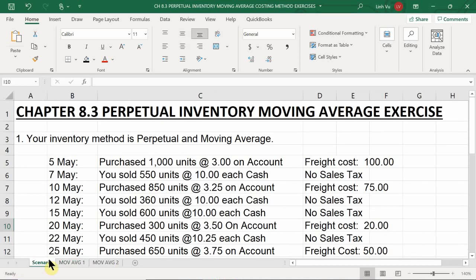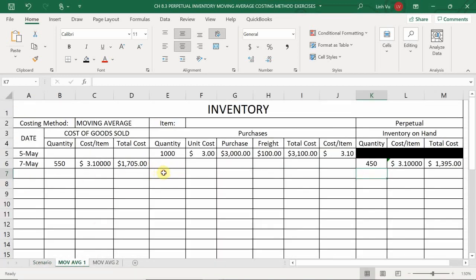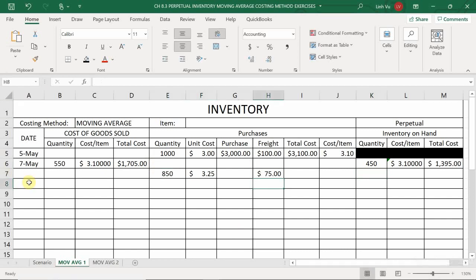Then on May 10, we purchased 850 units at $3.25 each, with the freight costing $75. So 850, $3.25, and $75, on May 10. Okay. So in this case, what is my total purchase price here?